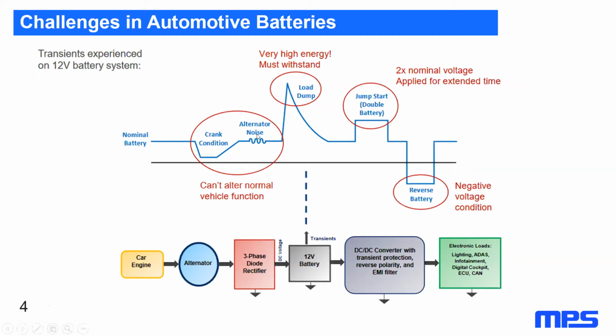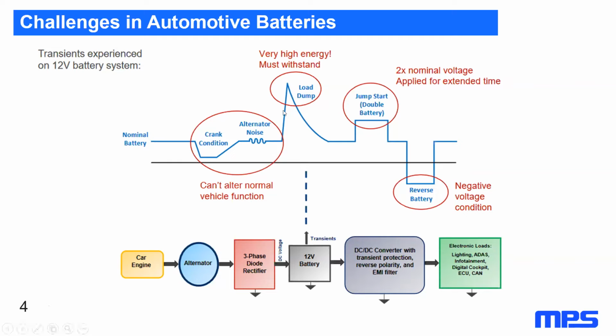Then we can also see alternator noise. This is on top of the nominal 12 volts. Some AC voltage can be coupled into that. So we would need to rectify this voltage to avoid having negative currents on our devices. Negative currents on a power converter, depending on the magnitude, can damage the device.